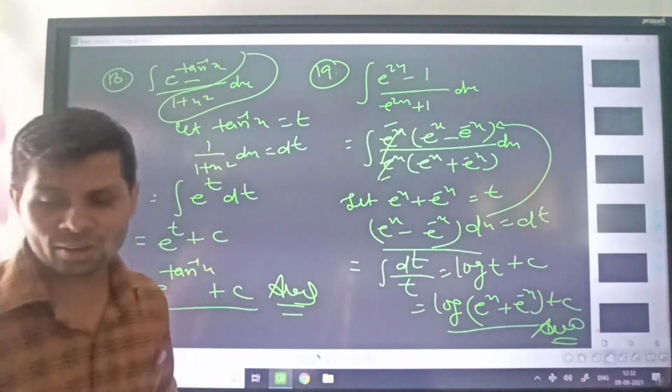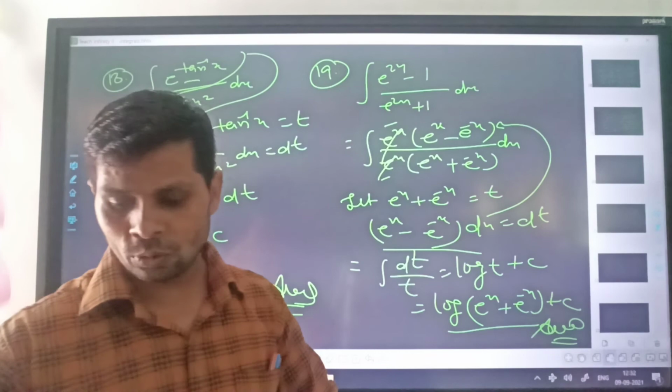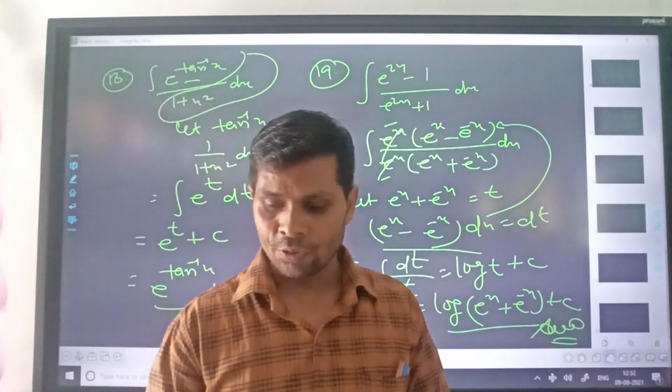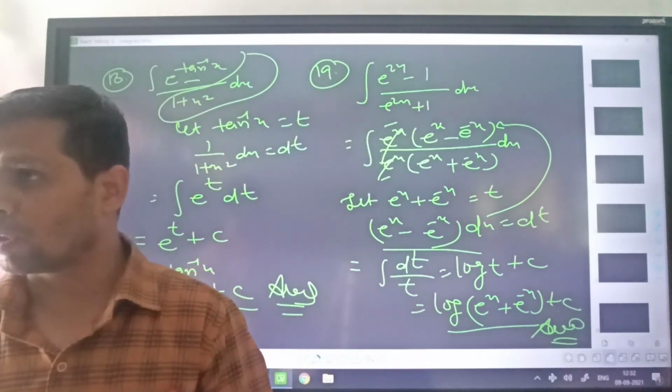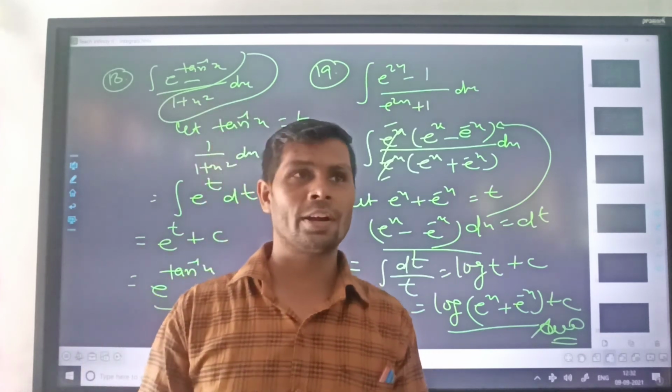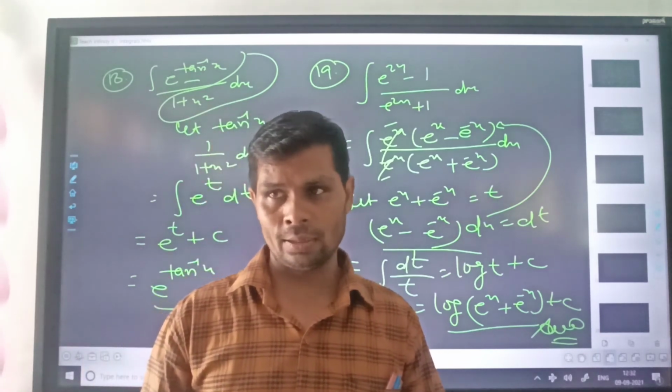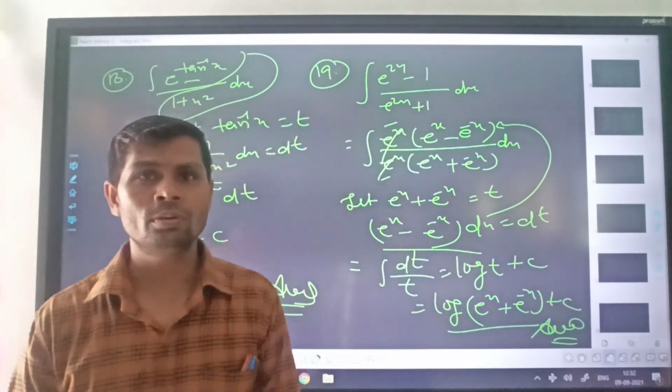I think it is clear to all of you. One more question is there: question number 20. You will try to solve this question yourself. This is already converted into e raised to the power minus 2x or e raised to the power 2x. So thank you very much.